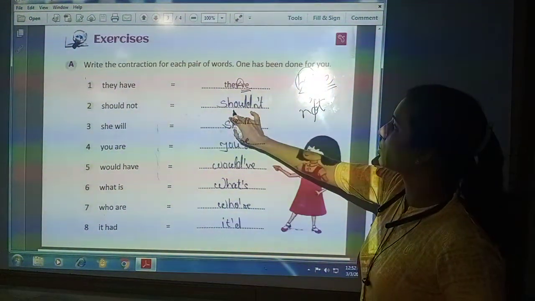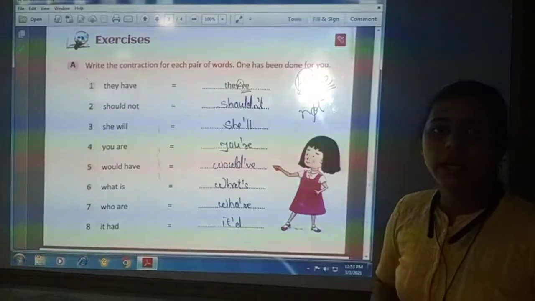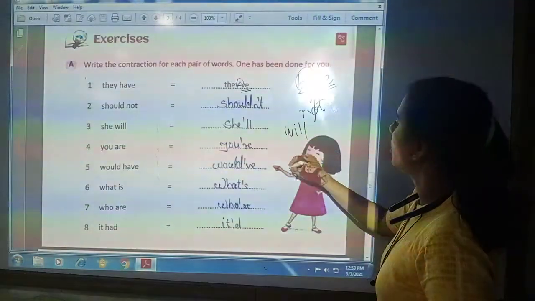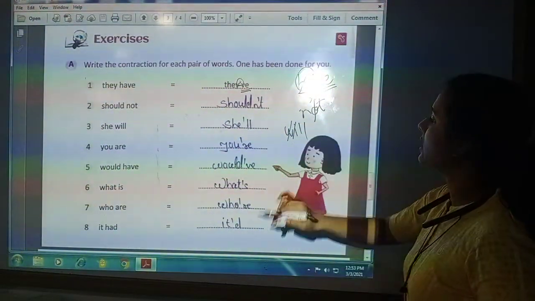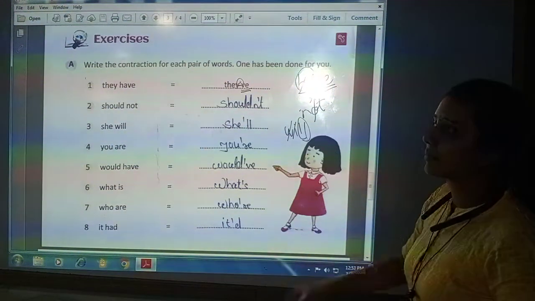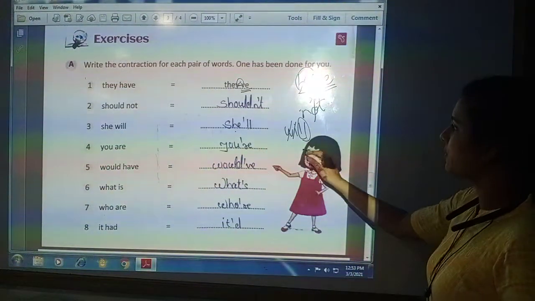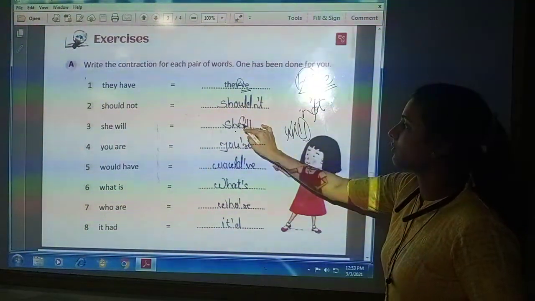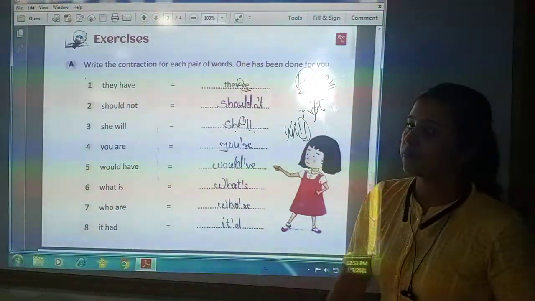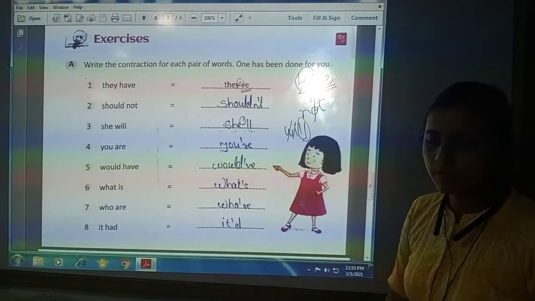So it will become should and apostrophe T, shouldn't. Then she will. In will also we will remove two initial letters and the rest of the letters will be kept as it is. First word is she, then where we have removed the letters, there we will put an apostrophe, and then the rest of the letters of the second word will be kept. So it will become she apostrophe double L, she'll.